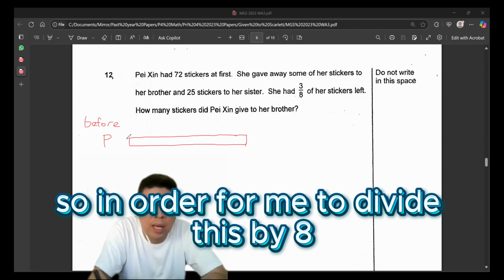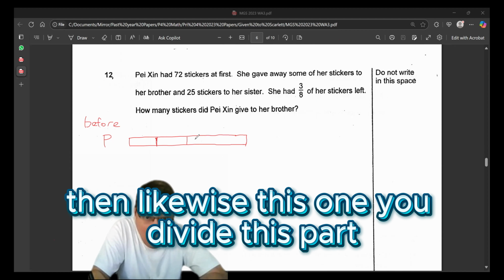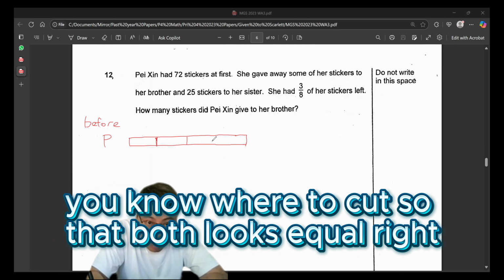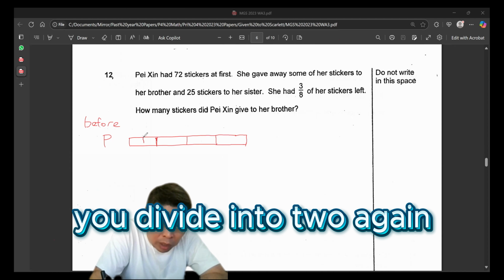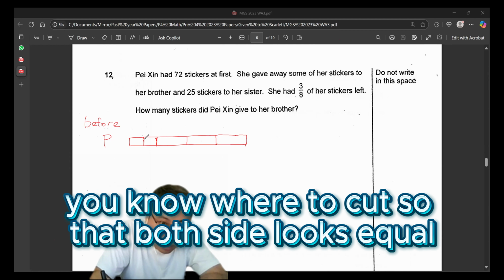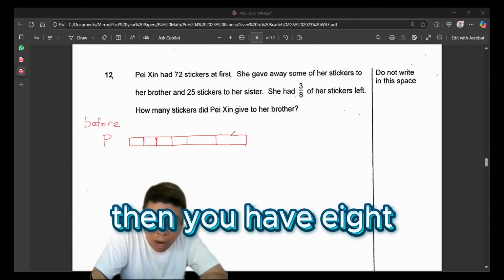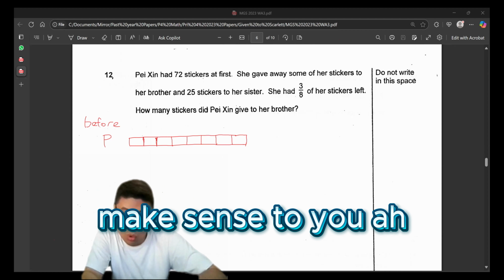Correct. Then after that, this part you divide into 2 again. Same thing. Visually you know where to cut so that both look equal, right? Then likewise, this part you divide into 2. Then one small part you do the same thing, you divide into 2 again, because visually you know where to cut so that both sides look equal. You do the same for the rest. Then you have 8 nice parts where it looks pretty much equal in size. Makes sense to you, huh?